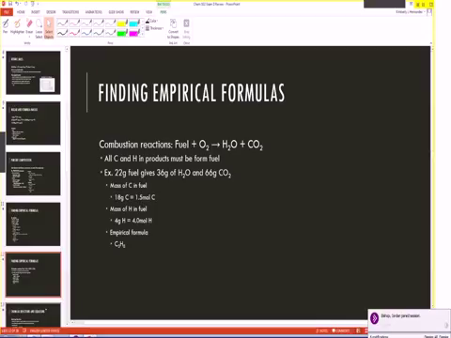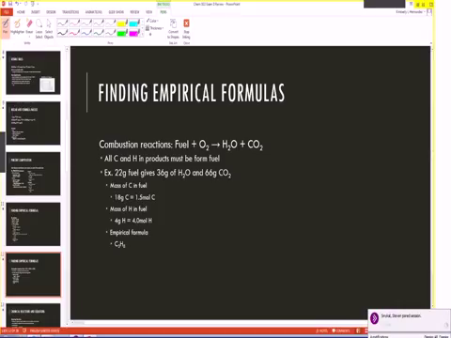So if we have this reaction, fuel plus oxygen equals carbon dioxide and water, that is commonly known as a combustion reaction. If you ever see something where you're adding it to oxygen and you're getting water and carbon dioxide, you should be thinking this is a combustion reaction. And there's something very important that this will tell us about.